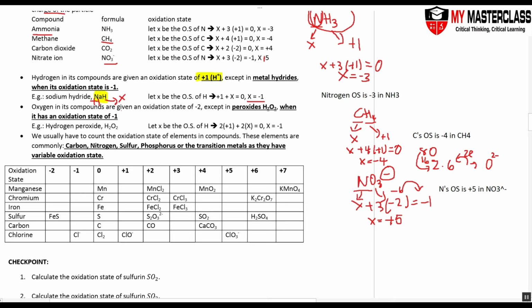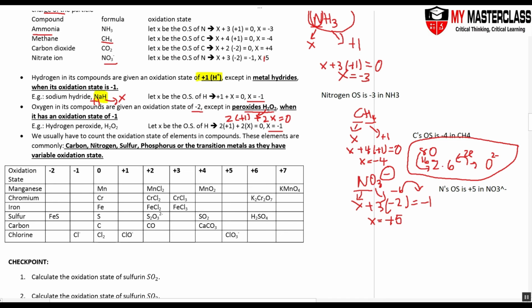Oxygen has the oxidation state of -2 as explained just now. It's always -2 unless it's in a peroxide, like H2O2. H will always be +1, so 2 times +1. And I am going to count O now because this is a peroxide. So plus 2X equals 0. If you manipulate it, X equals -1. So in H2O2, the oxidation state of oxygen is -1 and not -2.